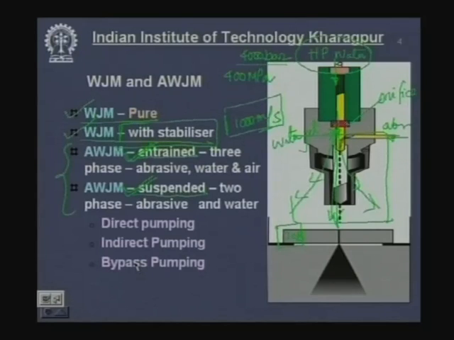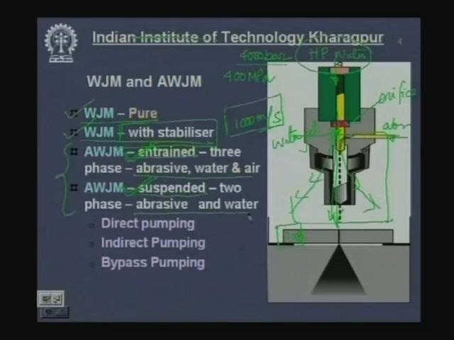In entrained water jet, it basically is composed of three phases: abrasive, water and air. In suspended, it is composed of abrasive and water. Once again, we will go later on into different variants of suspended water jet.